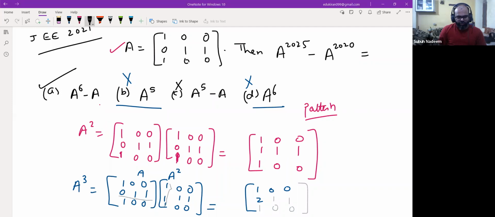So I hope it is clear to everyone. If this or a similar question is asked, you will be able to do the multiplication, see the pattern, and do the subtraction, all those things.